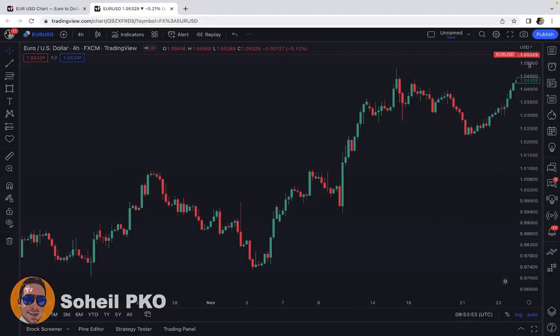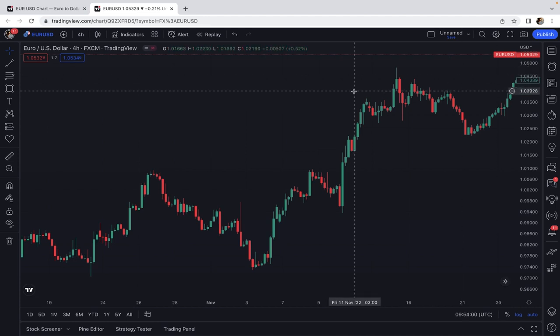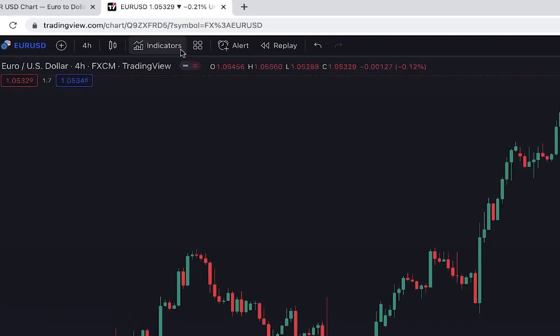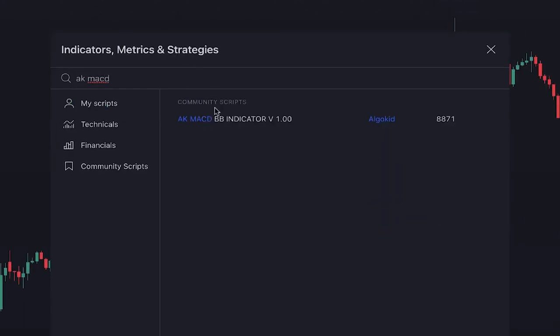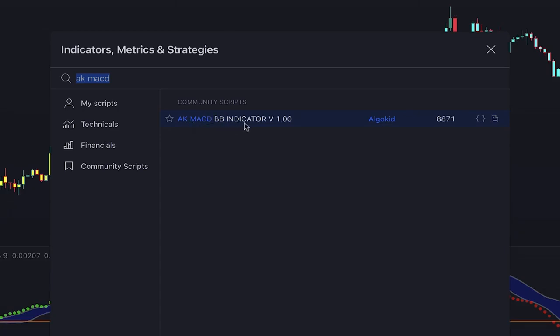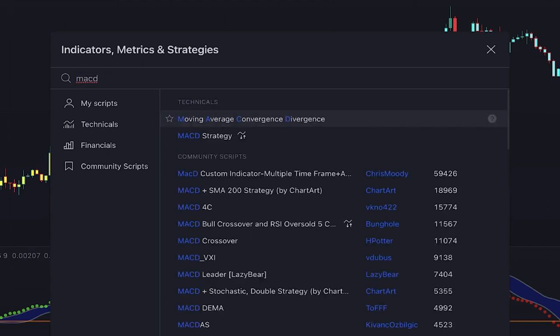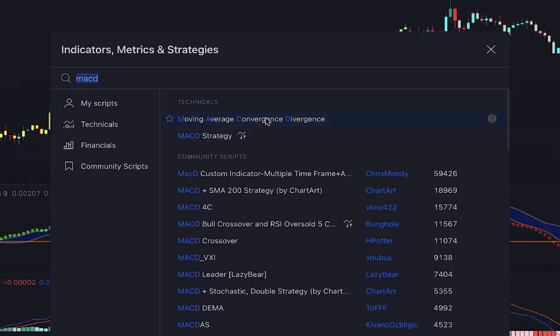Soil here, and today I want to discuss a new version of MACD that generates highly accurate and perfect signals. To add this indicator on the TradingView platform, here we click on indicators and we search AK MACD. This one, the AK MACD BB indicator, which is written by someone named AlgoKit. To have a comparison with the original MACD, we also add this MACD to our chart.